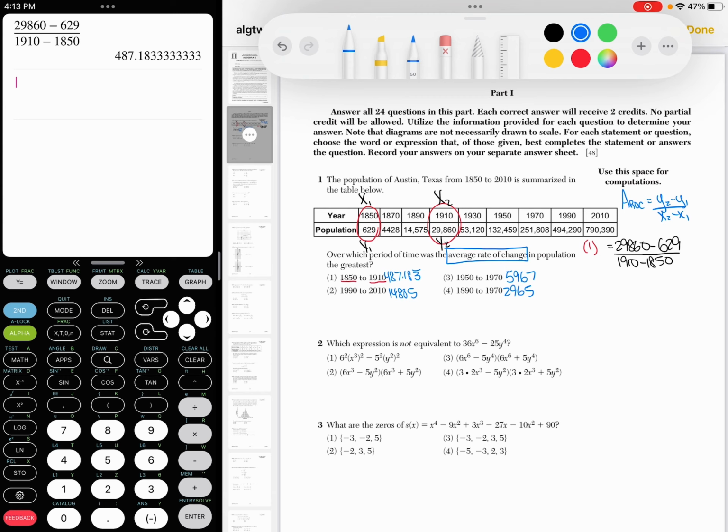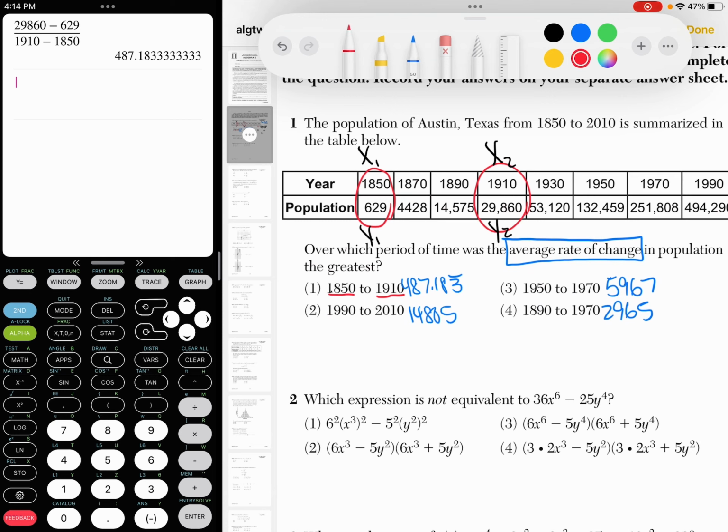Now that I have these values, and technically I did the average rate of change 4 times, I just didn't show my work. Of course, you would do the same thing for all of them over here. You're going to see which one is the greatest, which is just the biggest number. So the greatest average rate of change here is definitely going to be 14,000. It's way bigger than the other choices. So it'd be choice 2.